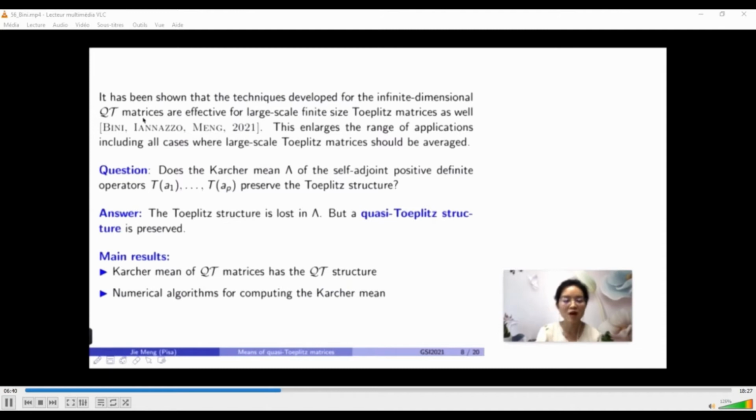This is because in a recent paper, we found that techniques developed for the geometric means of infinite dimensional quasi-Toeplitz matrices are effective for large-scale finite-size Toeplitz matrices. So this enlarges the range of applications, including all cases where large-scale Toeplitz matrices should be averaged.